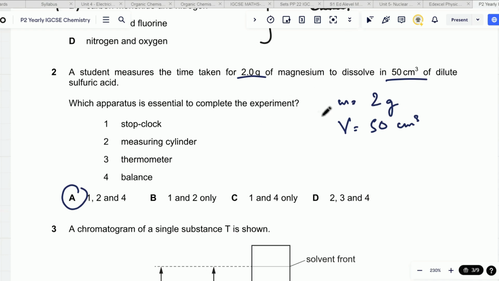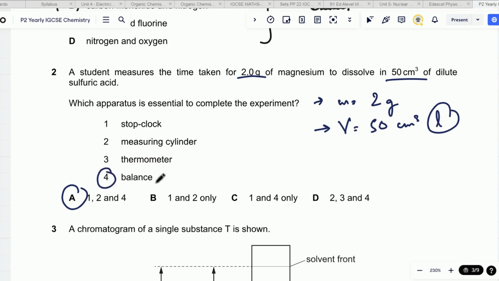So we have magnesium, we got the sulfuric acid as well. This is in liquid form. We have magnesium usually in powder form or solid form. Magnesium is a metal. So to conduct this experiment, to make this magnesium dissolve in the sulfuric acid, what would I need? The first thing that I would need is what?